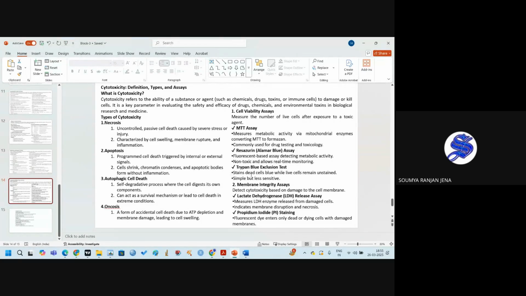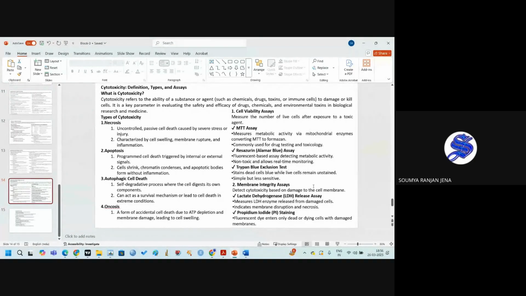Another one is trypan blue. This stains the dead cell blue while live cells remain unstained. Because the dead cell membrane is compromised, the trypan blue attaches to the membrane and stains it blue, and the live cell membrane is not permeable to trypan blue. As we know, live cells are selectively permeable. The dye will not enter the cells, so the live cells will not stain. Only dead cells are stained.